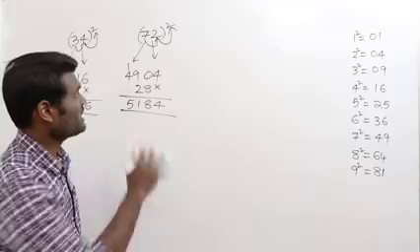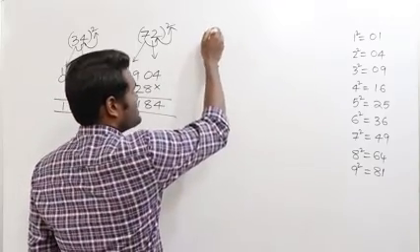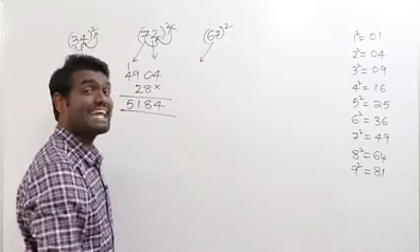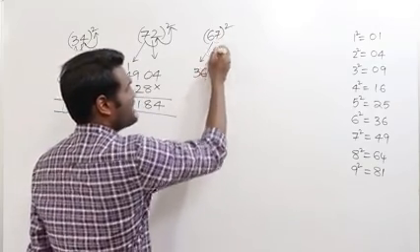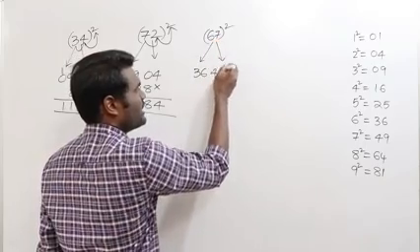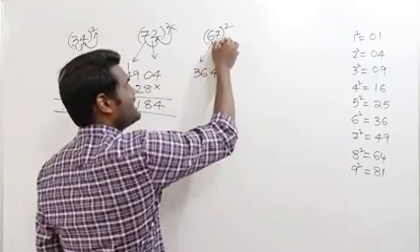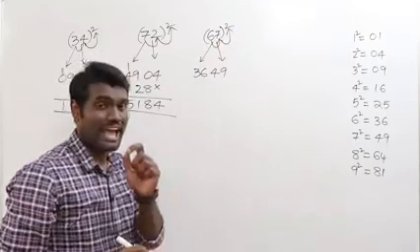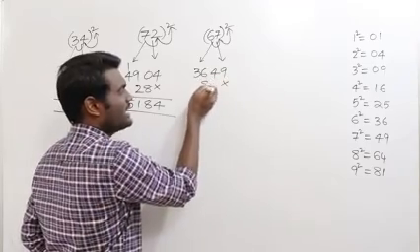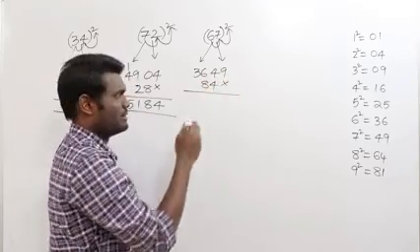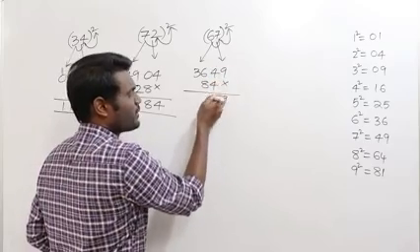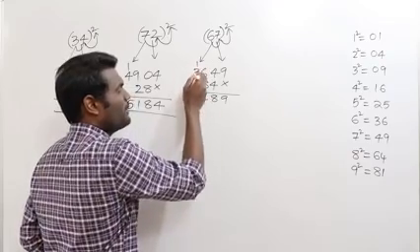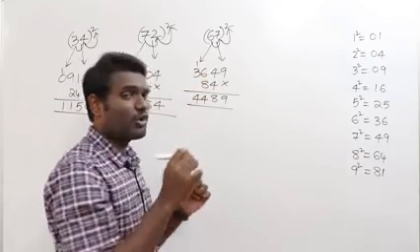Simple procedure. Let us look at 67 square. Just 6 square, 36. Write 36. Next, 7 square. 7 square will be 49. So write 49. Next, 6 into 7, 42. 42 into 2, 84. Leave units place and write 84. Now just add the numbers. Now this is 9. 4 plus 4, 8. 6 plus 8, 14. Write 4 and 1 carry. 1 plus 3, 4. This will be 4, 4, 8, 9.